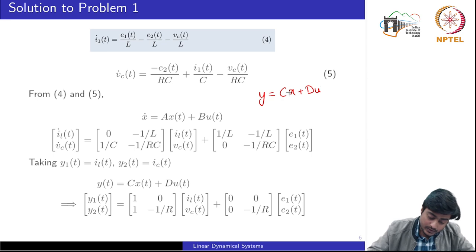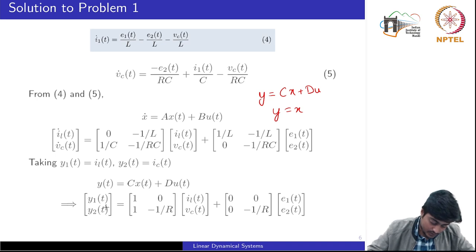Okay, so depending on what measurements are available to us directly, we can choose the C matrix. If we choose the C matrix as an identity matrix and the D matrix is 0, in that case we would have Y is equal to X. Okay, so here we have chosen two different outputs.